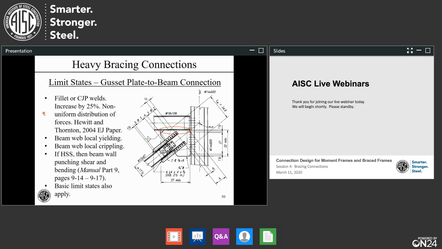There's several things playing into that. Part is there probably is a moment there. Second is this beam could be bending a little there. So we have some non-uniformity. For a lot more information, go see the paper by Chris Hewitt and Bill Thornton.